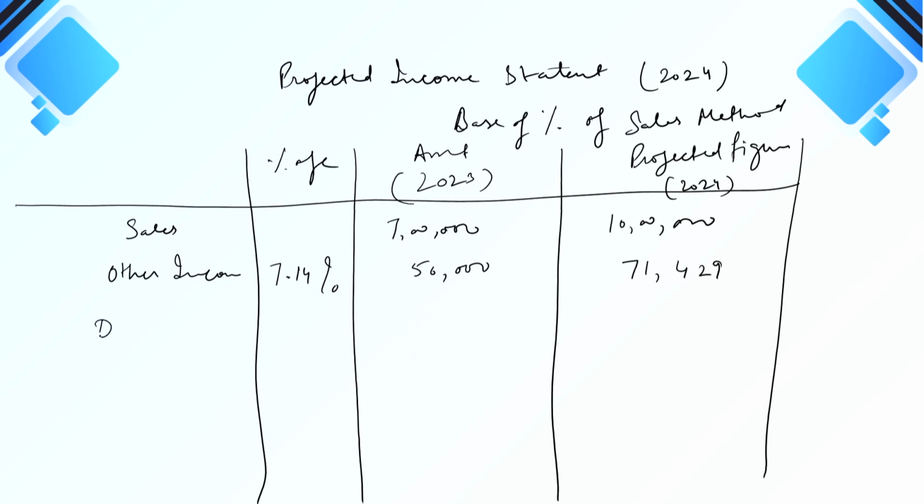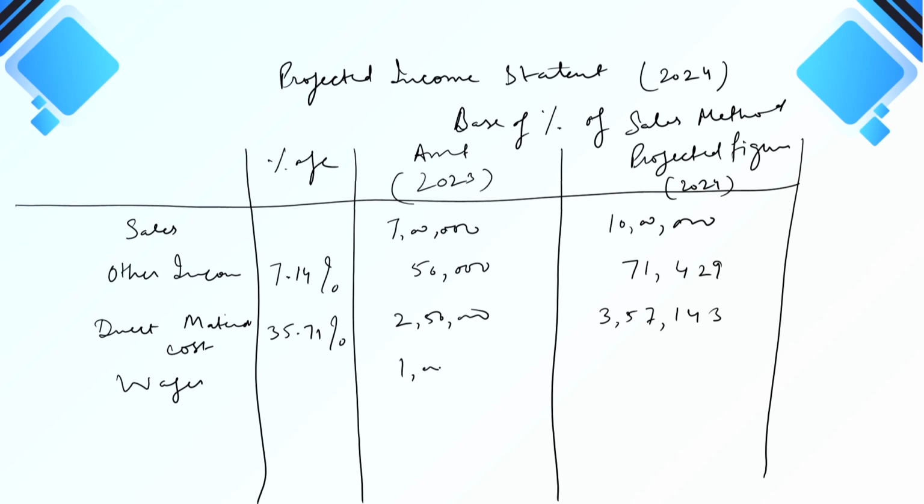Then we have direct material cost, which was given as 2,50,000, 35.71%. So it comes to 3,57,143. Then we have wages of rupees 1 lakh, which is going to be 14.29%. So it would be 1,42,857 is the exact amount.